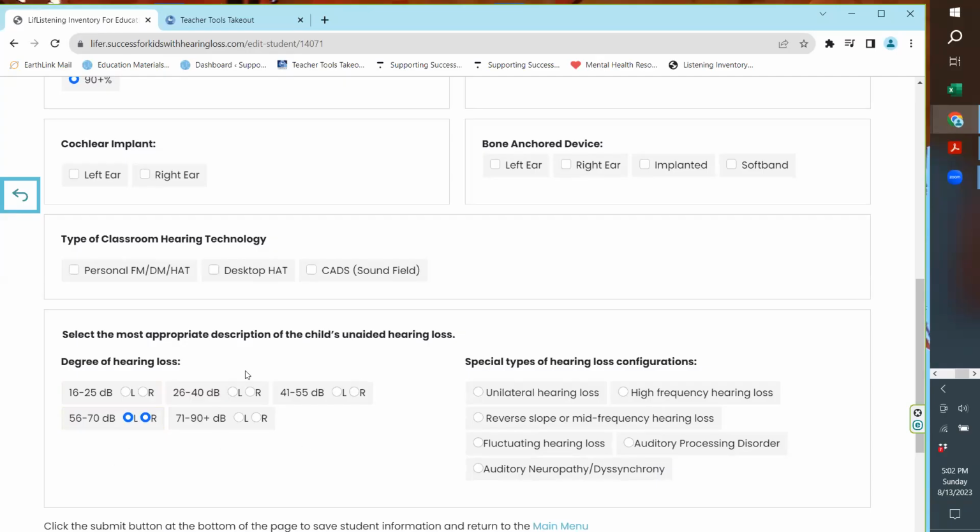And then down here, the degree of loss. If the child has essentially the same range of hearing in both ears, you would click here. If they have a unilateral loss or high frequency loss. We also added auditory processing disorder. They have a conductive hearing loss, meaning frequent ear infections. There's that choice as well.